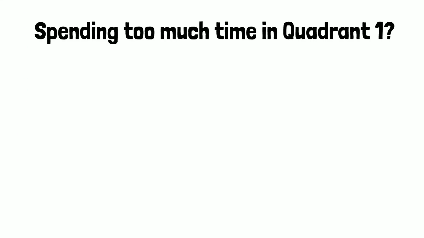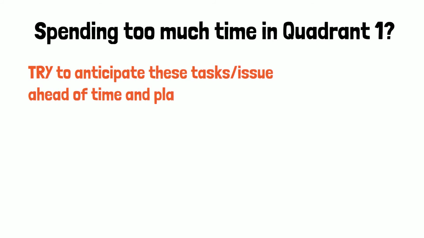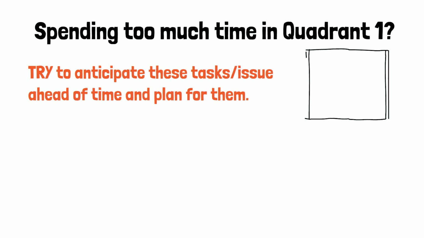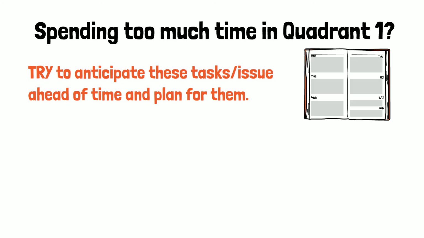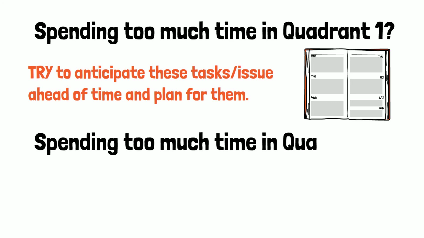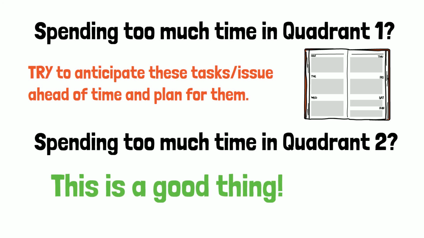If you feel that you're spending too much time in Quadrant 1, try to anticipate these tasks and plan ahead. While these tasks and the problems that come with them are inevitable and will always be there in some facet, you'll be much better equipped to tackle them if you can somehow plan ahead. If you're spending a lot of time in Quadrant 2, you're doing things right. This is the spot where, as mentioned before, you're focused on growth and working towards your long-term goals. If this is where the bulk of your time is spent, well done.